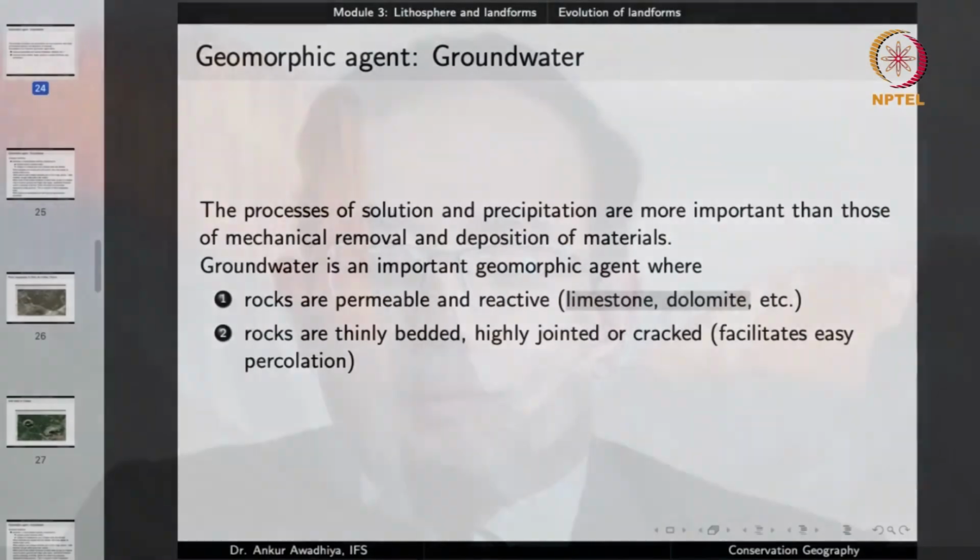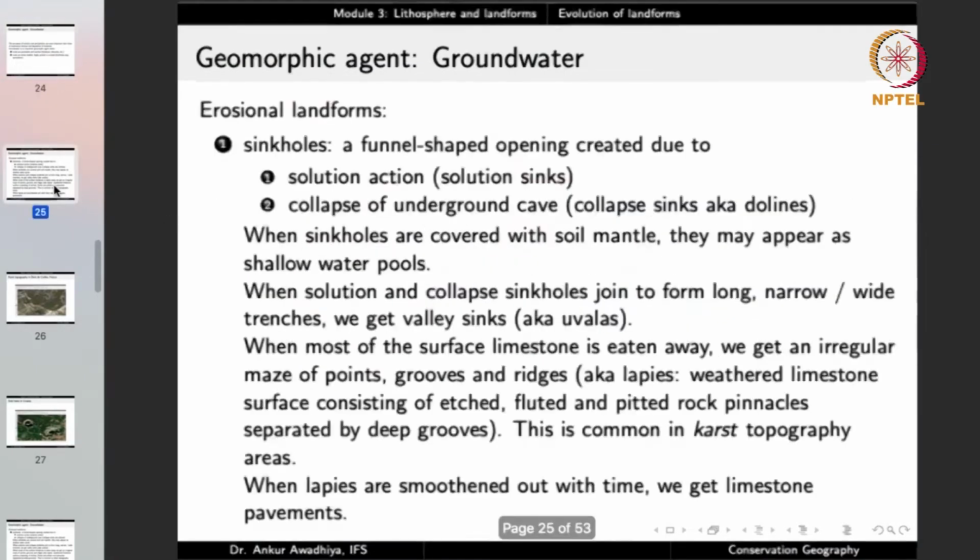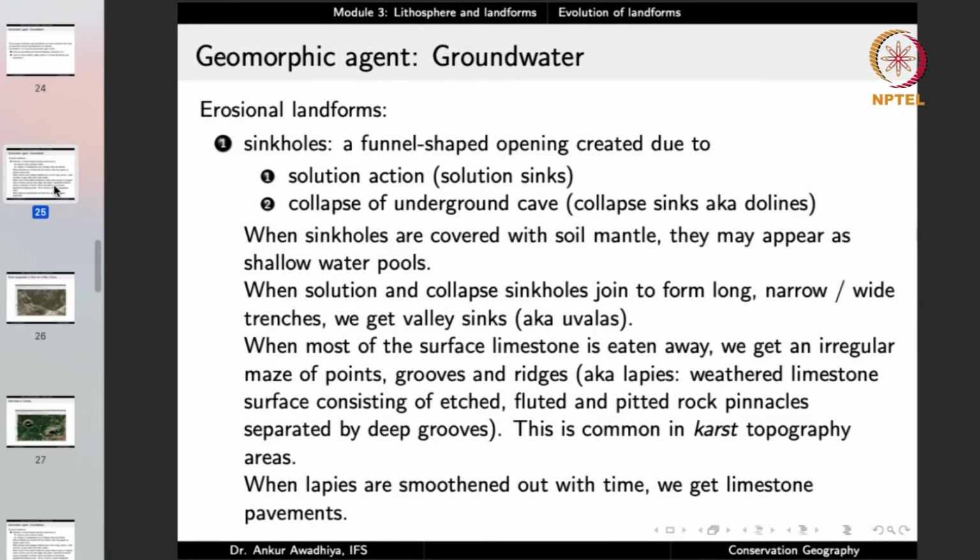So calcium carbonate bearing rocks such as limestone and dolomite are very important when we talk about the geomorphological agent of groundwater. Then it also helps if the rocks are thinly bedded, highly jointed or cracked, because it facilitates easy percolation of water. So easy reach of groundwater to all different areas. So what are the kinds of landforms that groundwater creates?